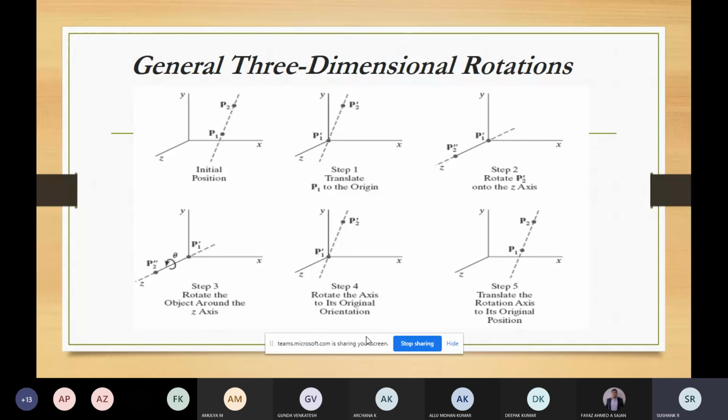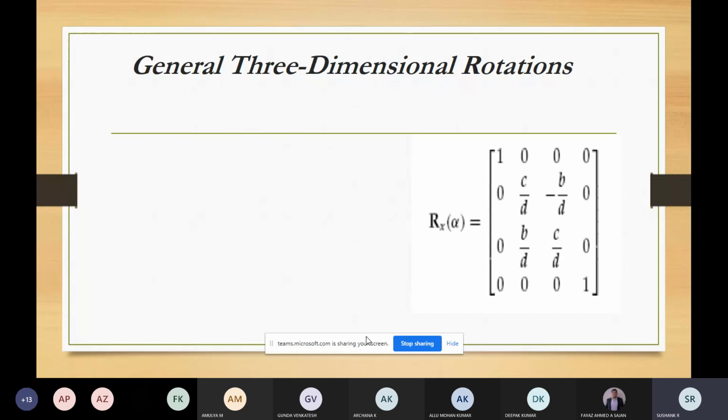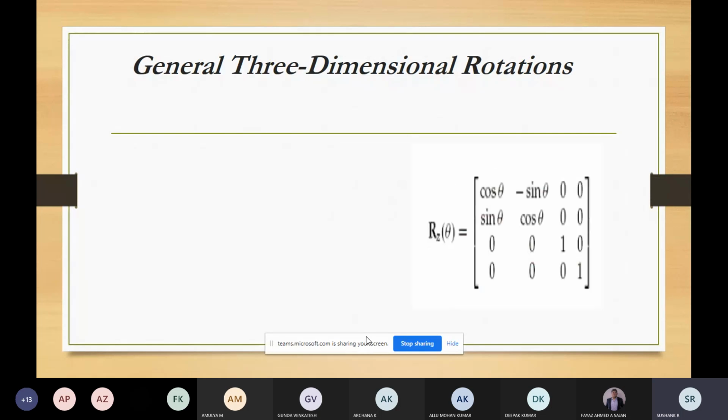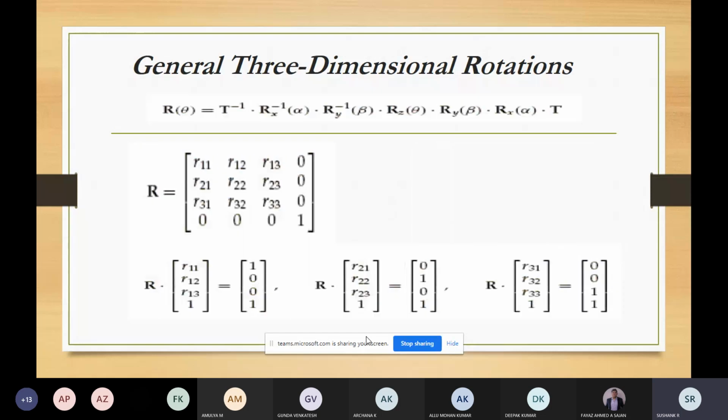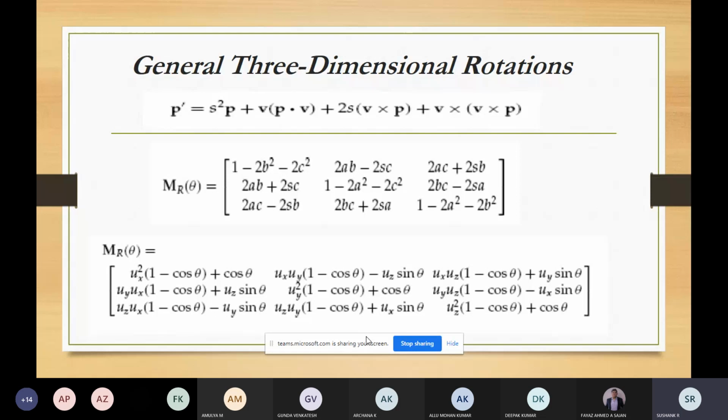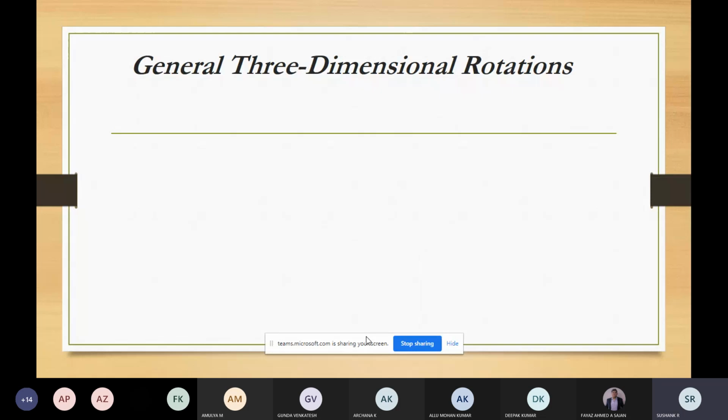We also studied a few formulas for rotation with respect to the x-axis, y-axis, and z-axis, and we came up with the transformation matrices and R of theta. Now for the same case, we are following a method called the quaternion method.